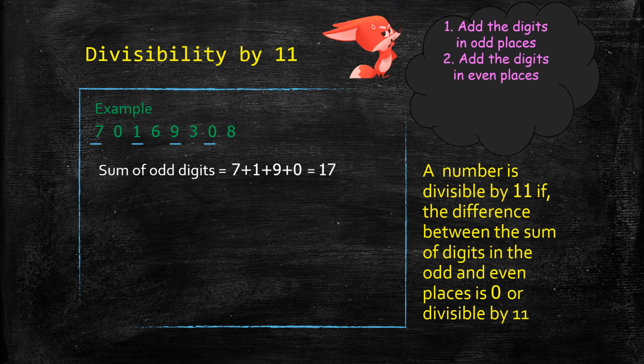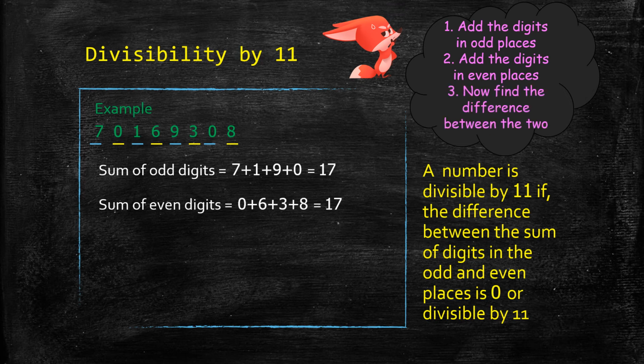Foxy says add the digits in the even places. I will underline it for you in yellow. Add them. It's 17. Now you will find the difference between the two. It is 0. So as per the rule, if you have a difference 0 or any number that is divisible by 11, then this big number is divisible by 11. So now we have a difference 0, and so this number is divisible by 11.